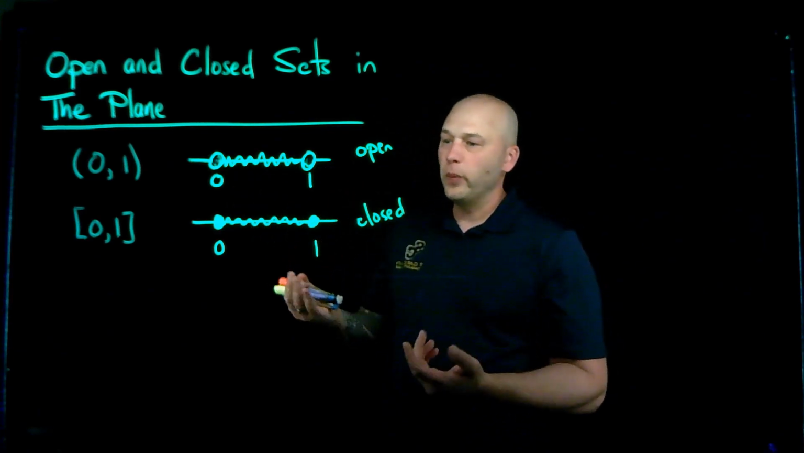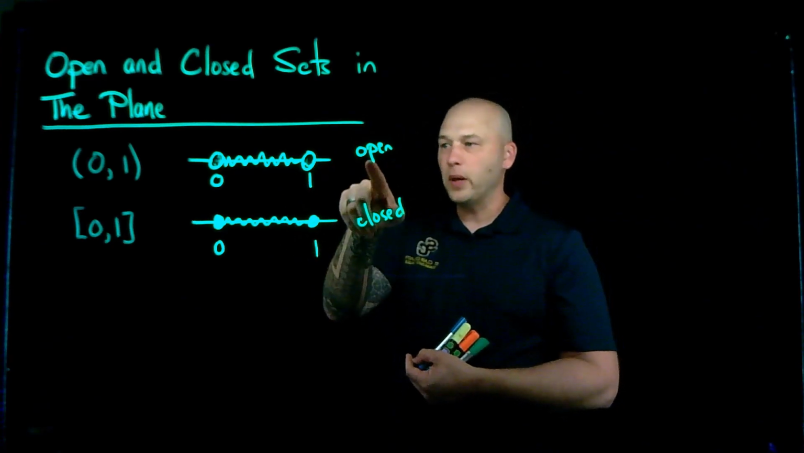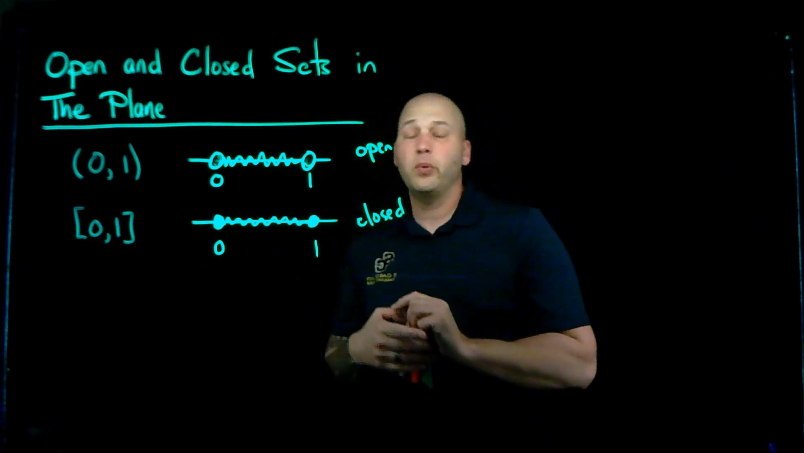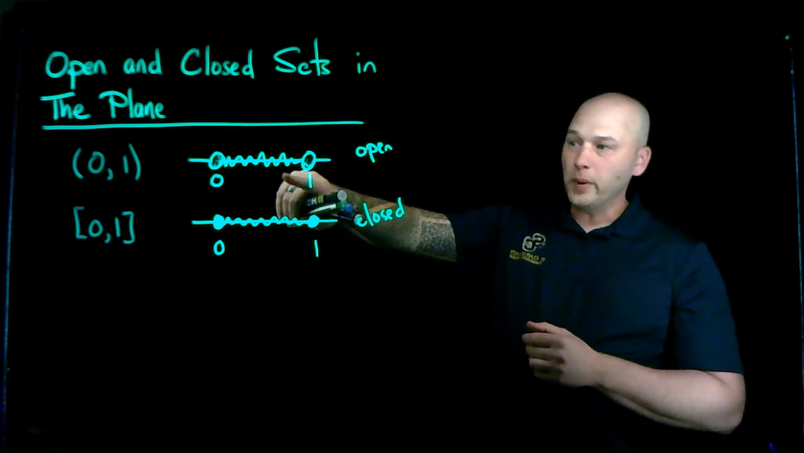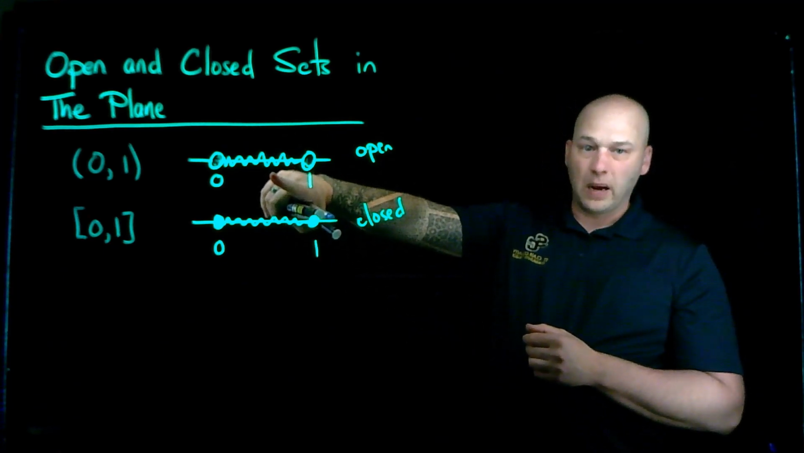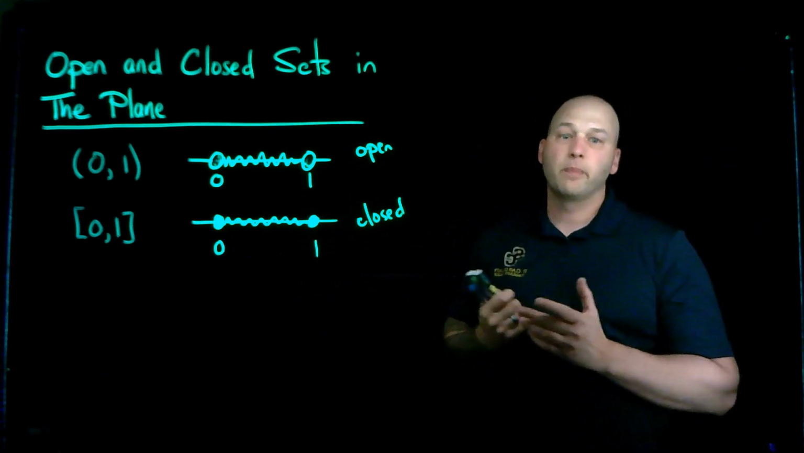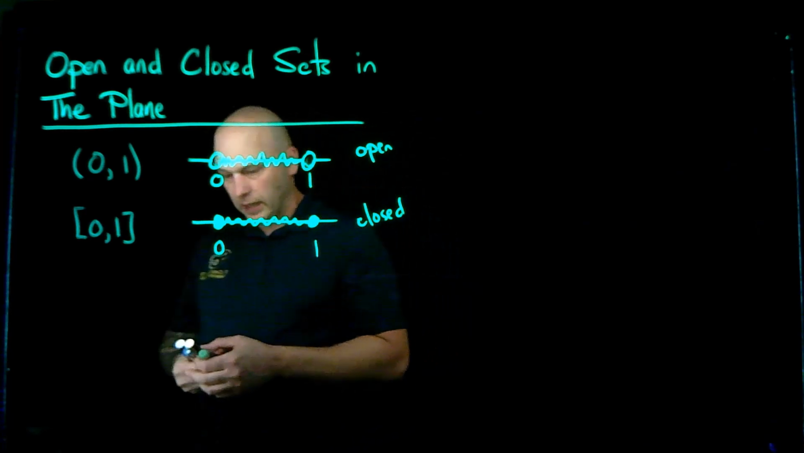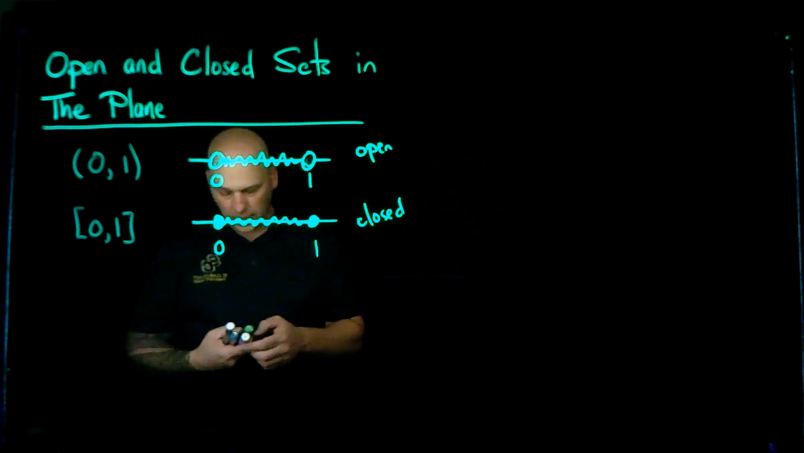Well, before we get into that, let's look at the difference between these. Open means it does not include the endpoints. Closed means it does include the endpoints. And to use a term that I used in a previous video, the open interval does not include its boundary points, whereas the closed interval in this case does include the boundary points. So let me go ahead and give a definition for open and closed regions in the plane.